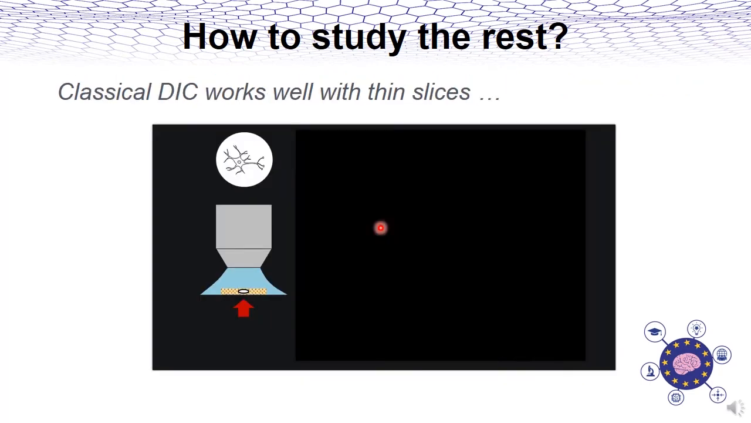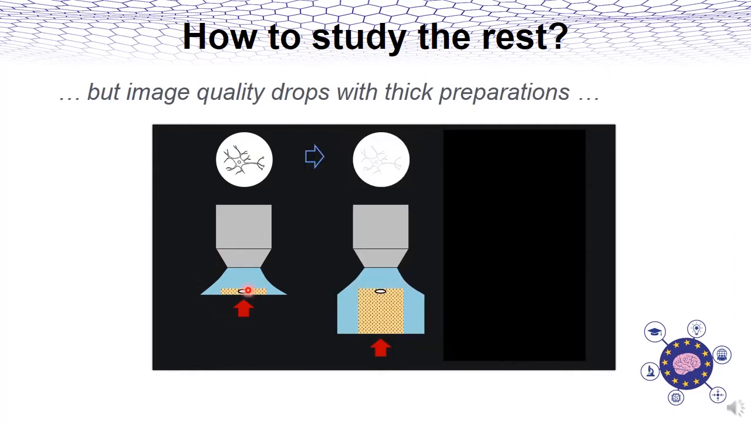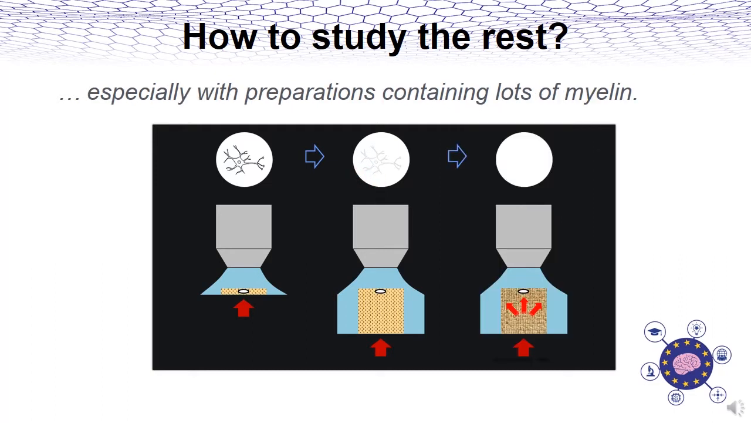So what if one tries to use the unsliced spinal cord in vitro? The problem is the following. Conventional DIC microscopy uses light that passes through the specimen. When specimen thickness increases, the contrast of the resulting image is gradually reduced as less and less light gets through the tissue block.